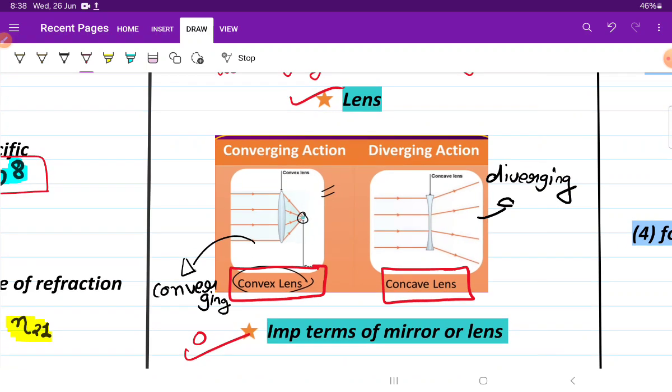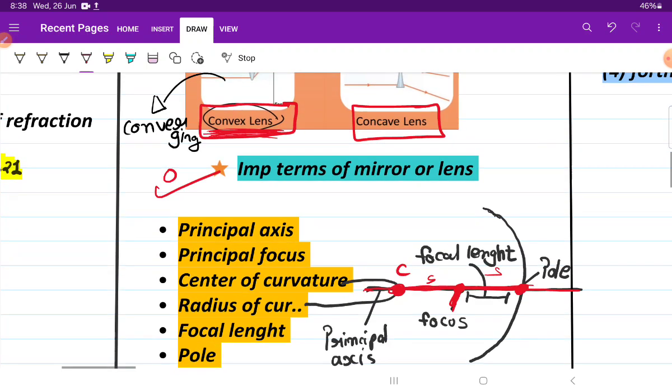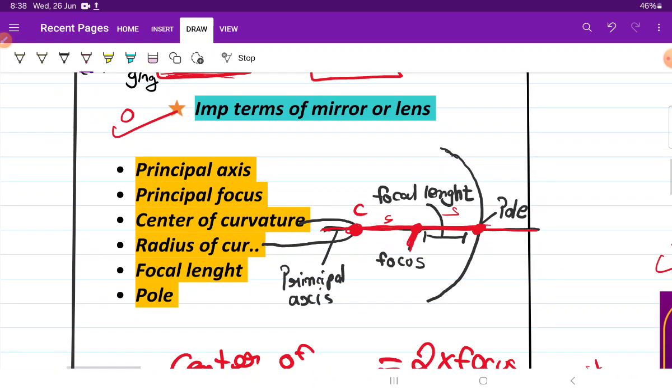Now let's see the lens. Students, don't be confused between lens and mirror. In a lens, the convex lens is converging, while the concave lens is diverging. Now, some important terms for a mirror or a lens are principal axis, principal focus, center of curvature, radius of curvature, focal length, and pole.